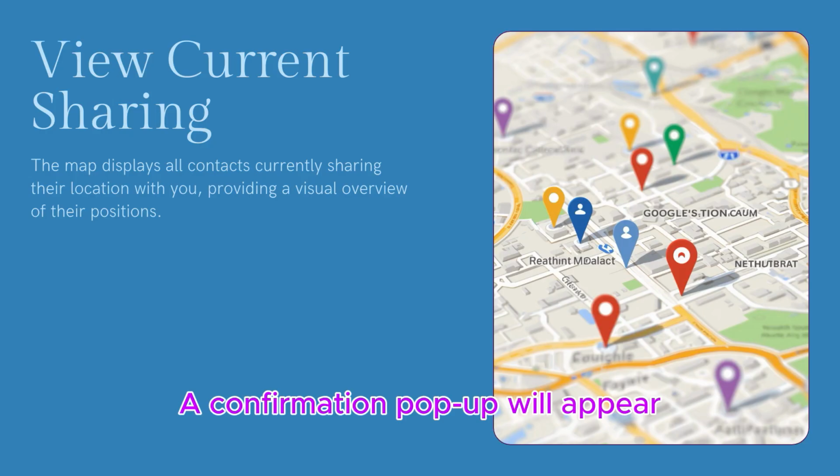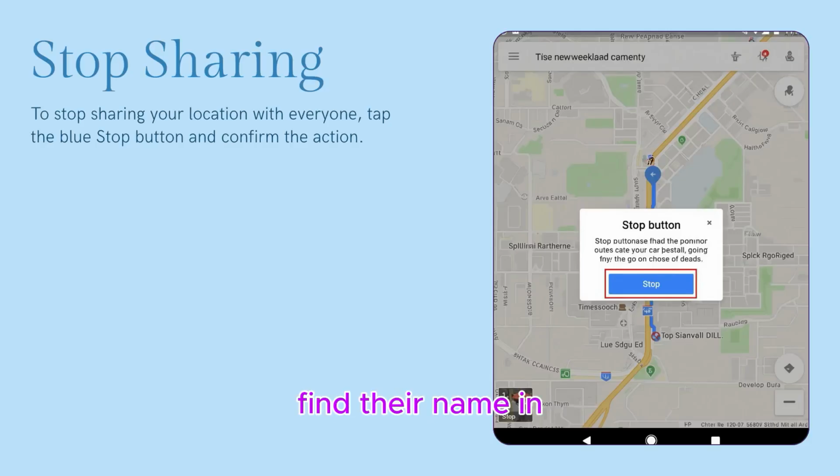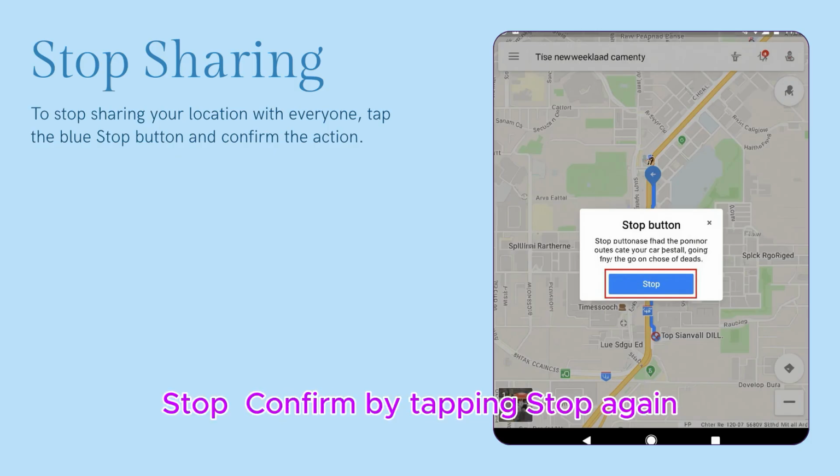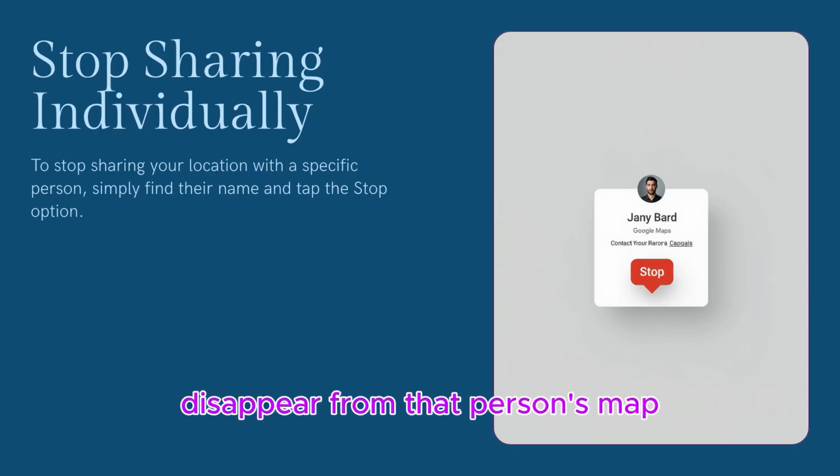A confirmation pop-up will appear. Tap Stop to confirm. To stop sharing with just one specific person, find their name in the list under the map and tap on it. On their contact card, tap the option that says Stop. Confirm by tapping Stop again. Your real-time location will immediately disappear from that person's map.